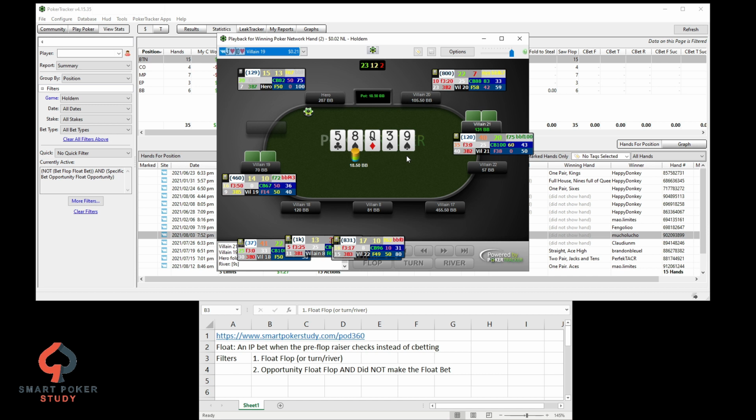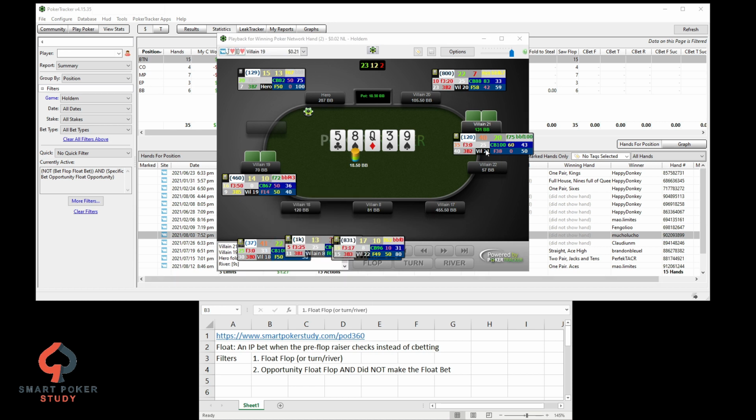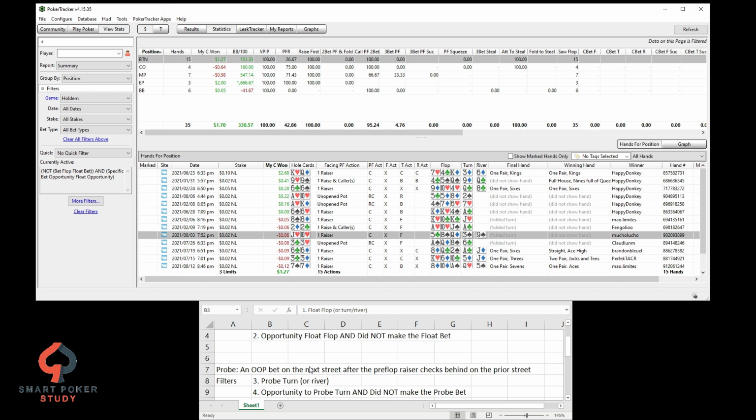Now, it depends on what your opponents are going to do at this point, but we just got to see a free river 9 after floating on the flop. It would have been such a better play, especially given as he folds a lot. Remember that 100% right here. And plus, he's out of position against us. Really good floating opportunity that we missed out on, with a potential river value opportunity.